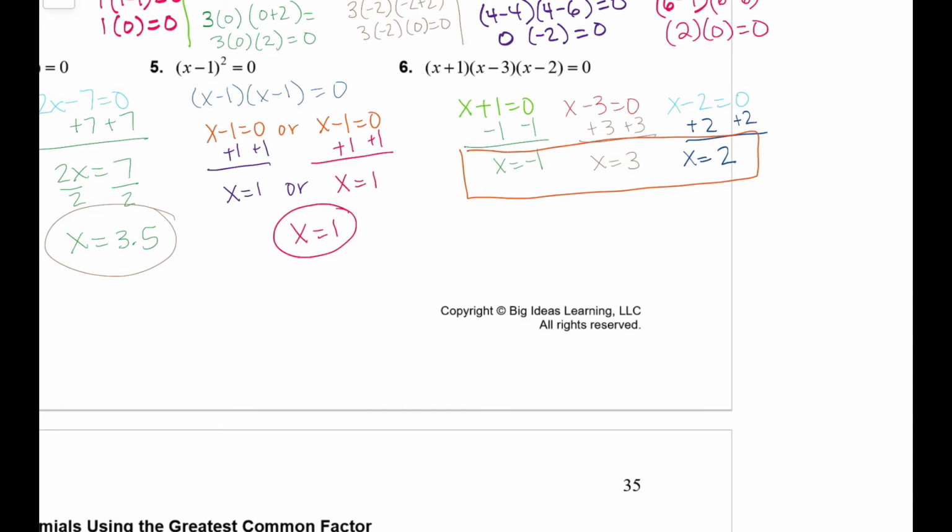And all 3 of those, when you plug them in, will set one of those factors equal to 0. If I put a negative 1 in, it'll make that first one 0. If I put a 3 in, it will make the second parenthesis set 0. And if I put a 2 in, it will make the third set 0.